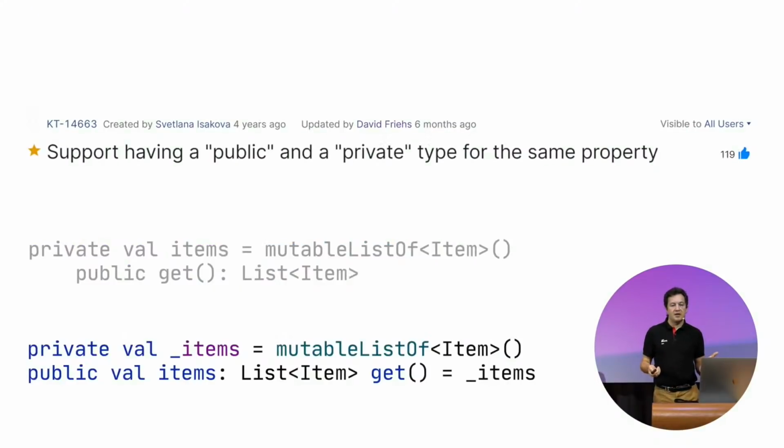And the other good side, and it actually solves an important piece of boilerplate in Kotlin, because without this feature in Kotlin, you'll have to use this underscore convention. You have to create a private property with a different name, and then create a public property just to expose it with a different type.